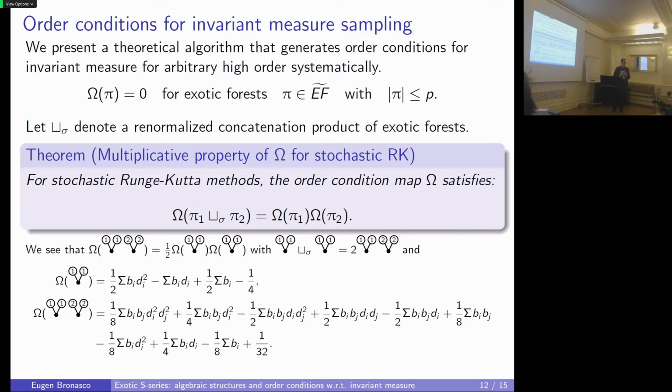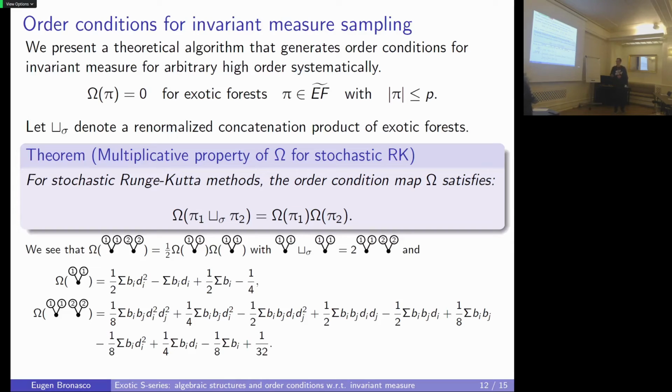So what it means is the following. If the order condition corresponding to pi1, or pi2, is satisfied, this means that omega of pi1 is equal to 0, which means that omega of the concatenation of pi1 and pi2 is equal to 0, and the corresponding order condition is satisfied.